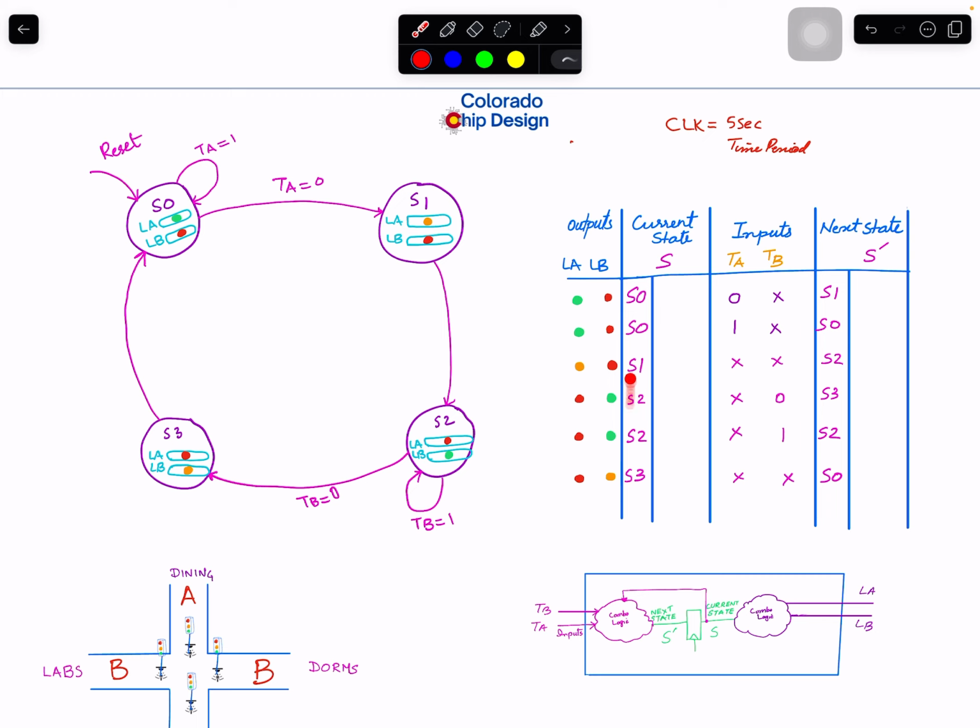Okay, these ones are outputs, LA, LB. So S0 means LA is green, LB is red. You see that? S1, LA is yellow. I mean, I put orange here so that you can see it properly. Orange, red, orange, red. S2, red, green, red, green. S3, red, yellow, red, yellow.